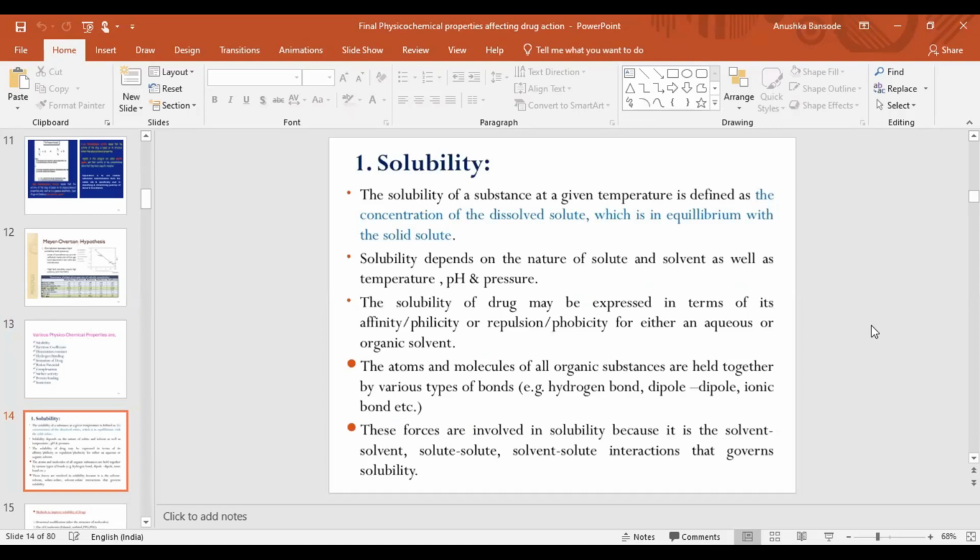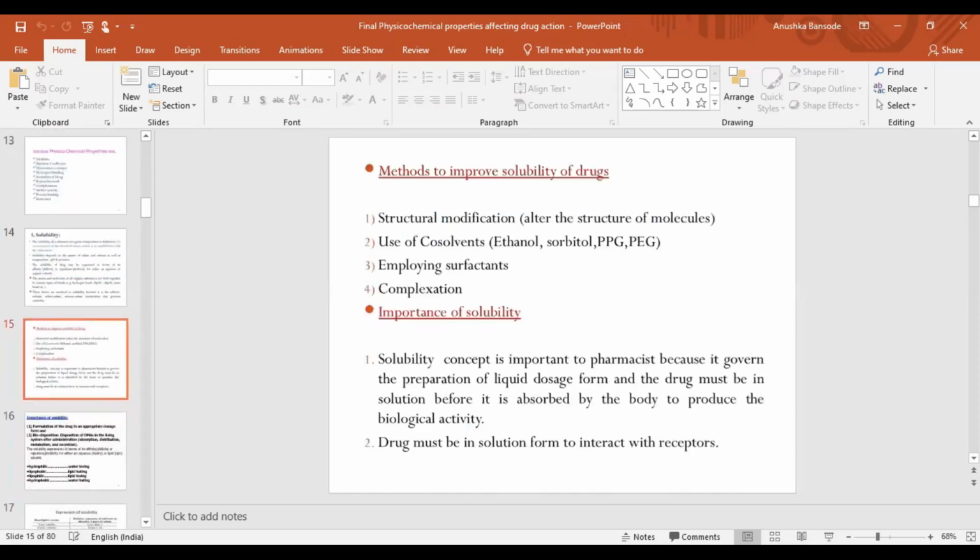Solubility of a substance at a given temperature is defined as the concentration of the dissolved solute which is in equilibrium with the solid solute. So solubility totally depends on nature of solute and solvent as well as temperature, pH and pressure. Solubility of drug is expressed in terms of its affinity or repulsion for either an aqueous or an organic solvent. Atoms and molecules of all organic substances are held together by various types of bonds, and the bonds are hydrogen, dipole, ionic. These forces are involved in solubility because it is the solvent-solvent, solute-solute, solvent-solute interaction which governs the solubility.